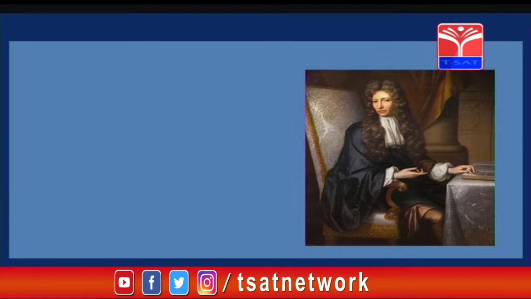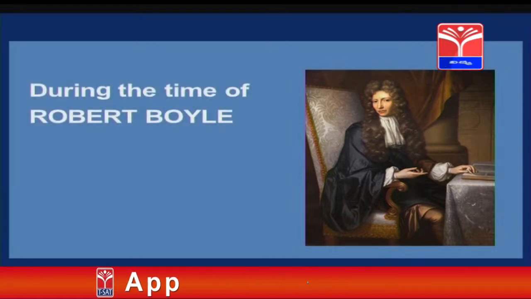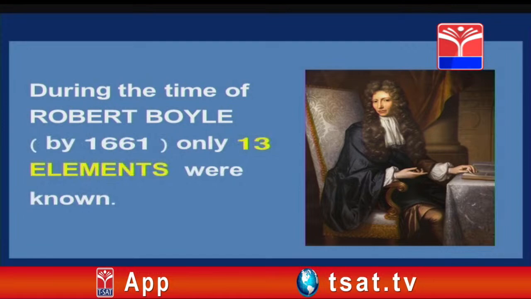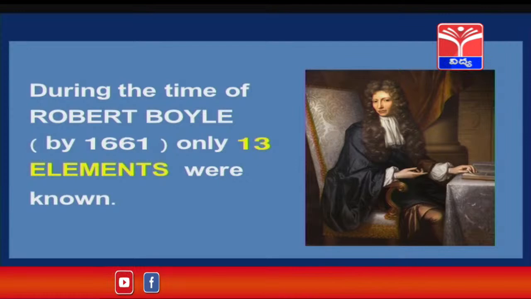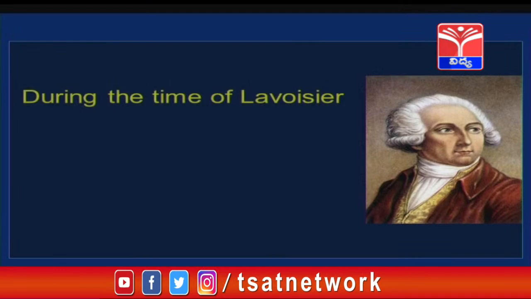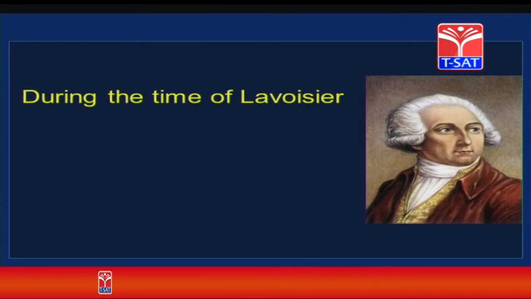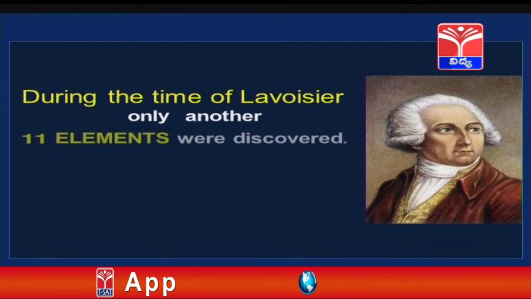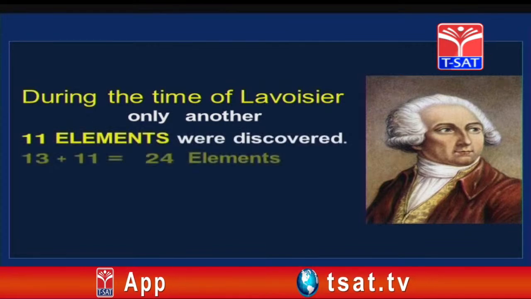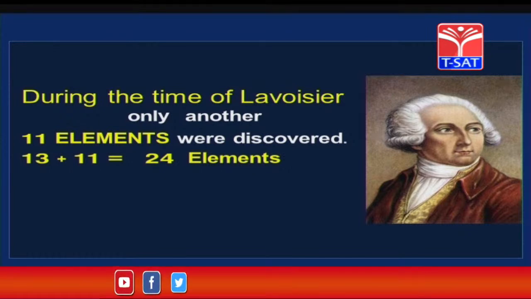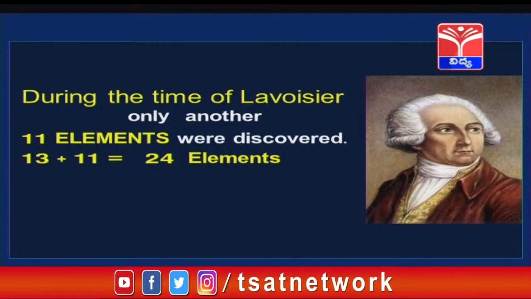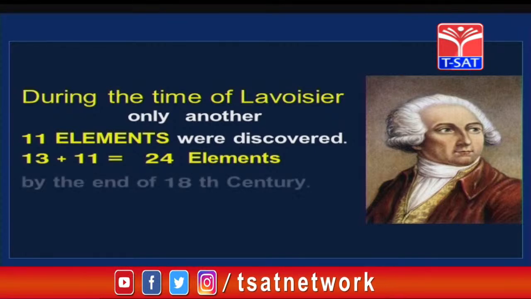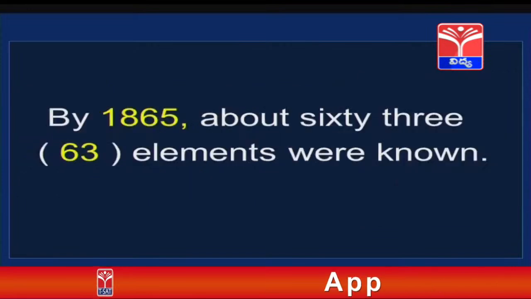Now, he is the scientist Robert Boyle. During the time of Robert Boyle, only 13 elements were known. That means, by the year 1661, we knew only 13 elements. Who is he? During the time of the next scientist, only another 11 elements were discovered. That means, in total, at the time of Robert Boyle there were 13 elements, at the time of the next scientist there were 11 elements, in total 24 elements were discovered by the end of the 18th century.